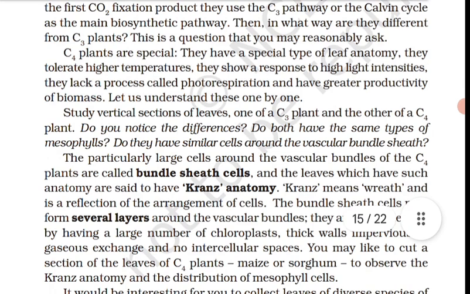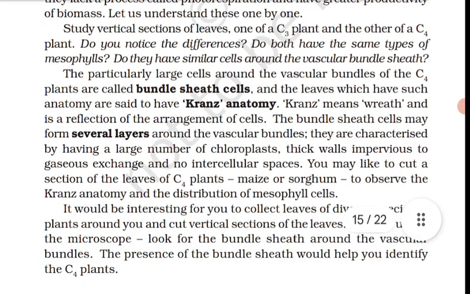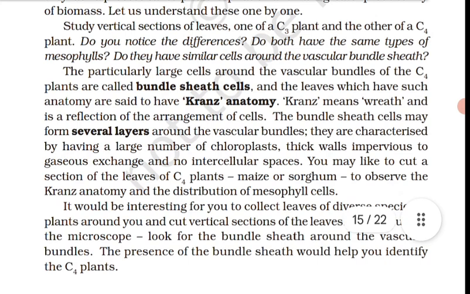You may like to cut a section of the leaves of C4 plants, examples are maize or sorghum, to observe the Kranz anatomy and the distribution of mesophyll cells. It would be interesting for you to collect leaves of diverse species of plants around you and cut vertical sections of the leaves. Observe under the microscope, look for the bundle sheath around the vascular bundles. The presence of the bundle sheath would help you to identify the C4 plants.